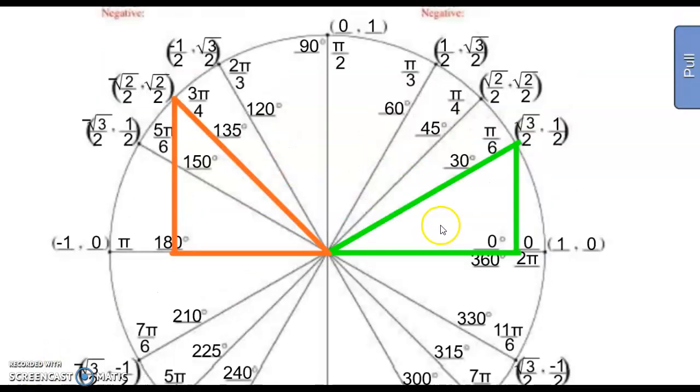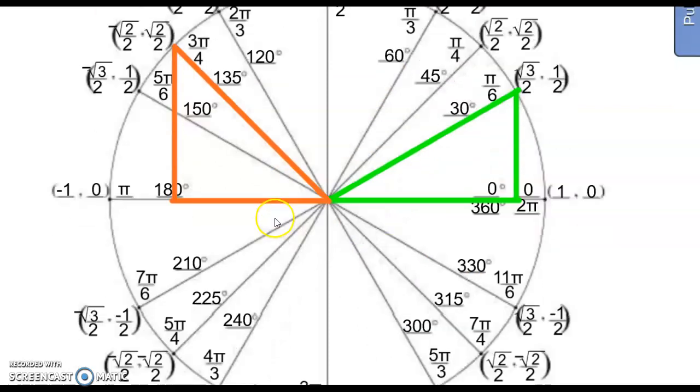Okay, so why do we care about this? Why are we filling in the unit circle? We're going to use the unit circle now to evaluate trig functions at these common angles, from 0 to 360 in increments of 30, 45, and 60. So how do we do that?